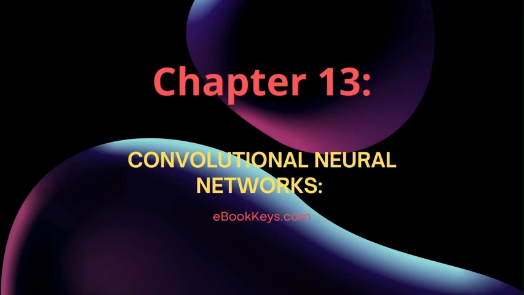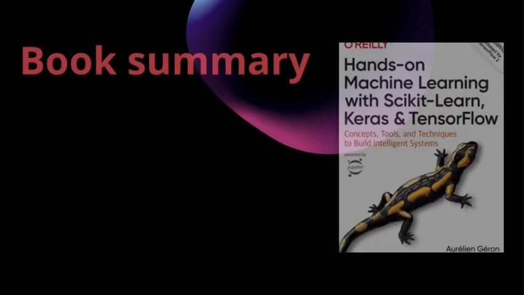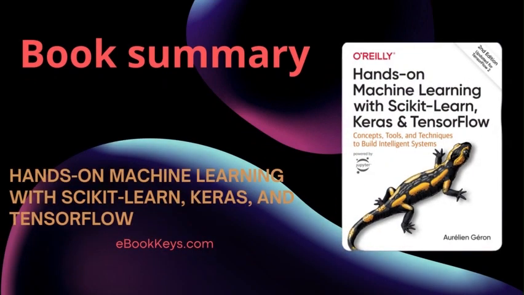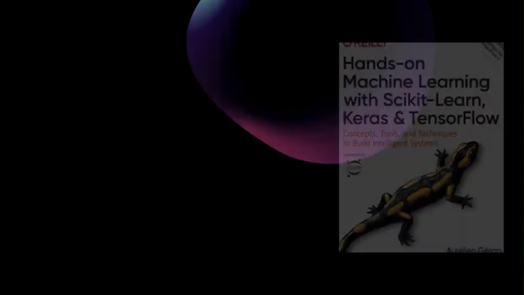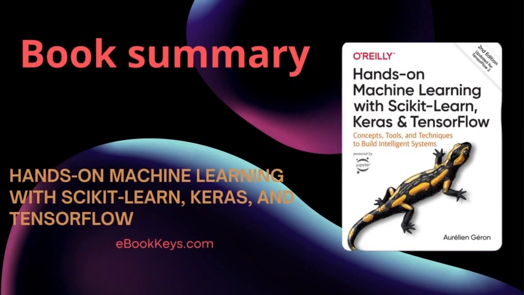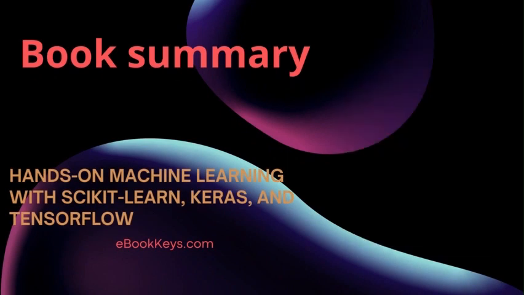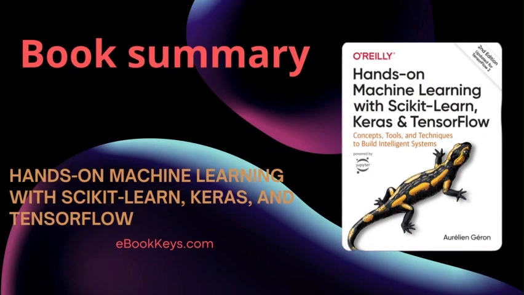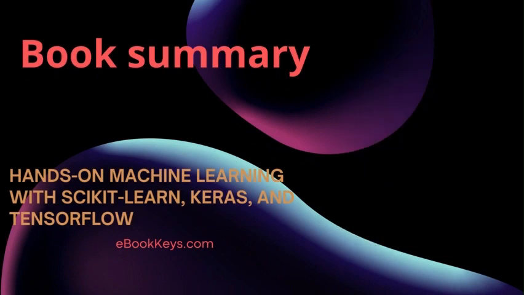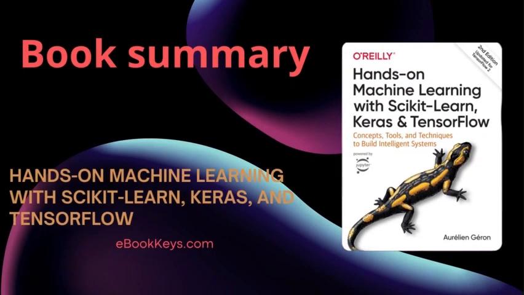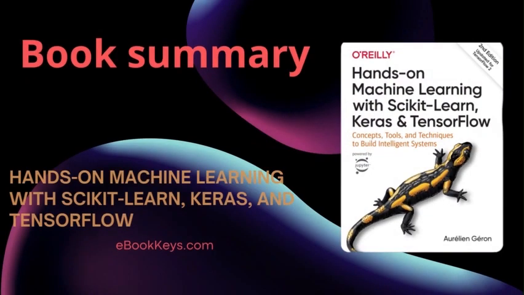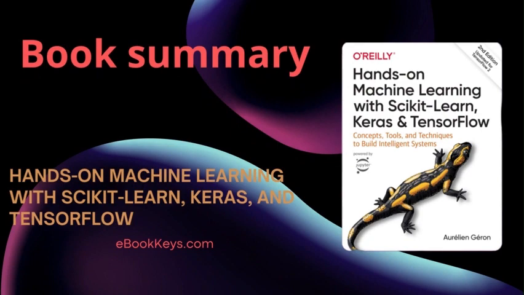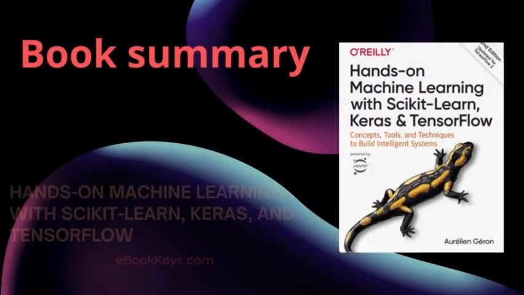Convolutional neural networks. Chapter 13, Convolutional Neural Networks, dives into the world of deep learning for computer vision tasks. It focuses on convolutional neural networks, CNNs, a specialized type of neural network for image processing and analysis. You'll learn about the architecture of CNNs, including convolutional layers, pooling layers, and fully connected layers. The chapter covers techniques for preprocessing images, data augmentation, and transfer learning with pre-trained models.